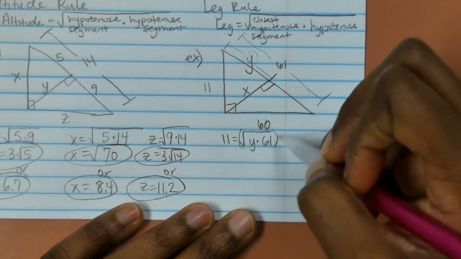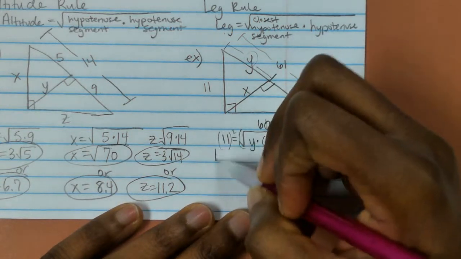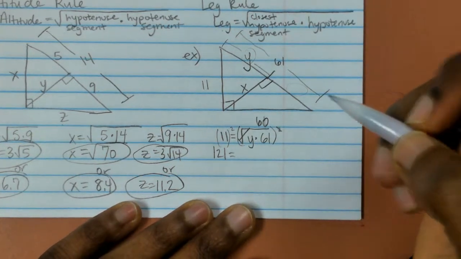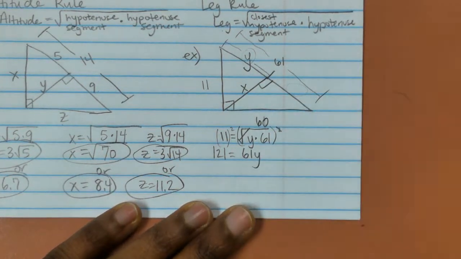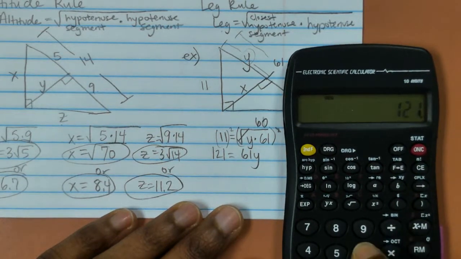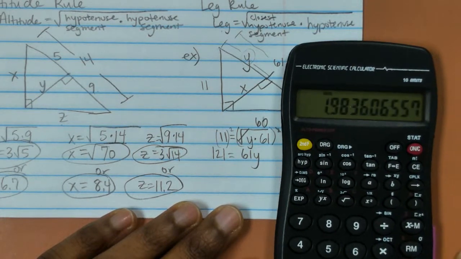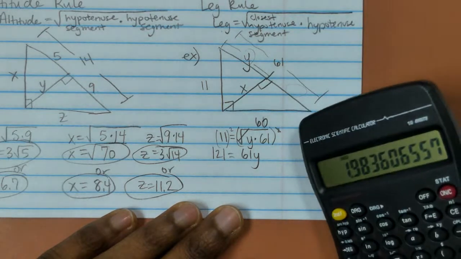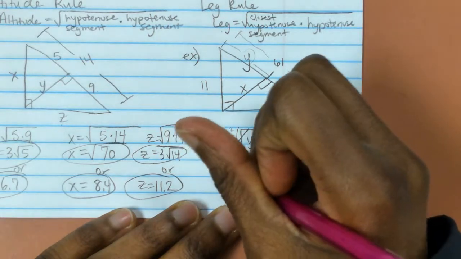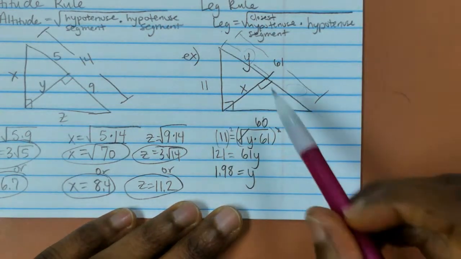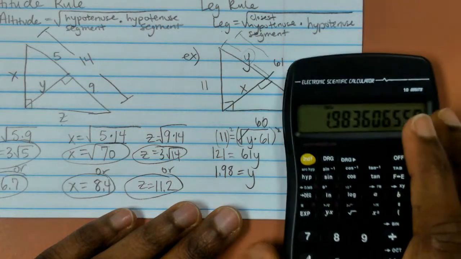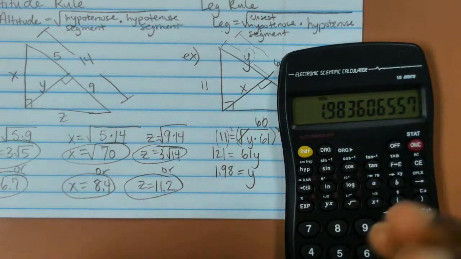Squaring both sides to get rid of the radical gives me 121 equals 61y, since the radical and the square root cancel. So 121 divided by 61 equals 1.98. I'm going to round it to the 100th because I'm not done with my problem, so I want as exact an answer as I can get. Ideally, if I can leave this in my calculator, that's the best.